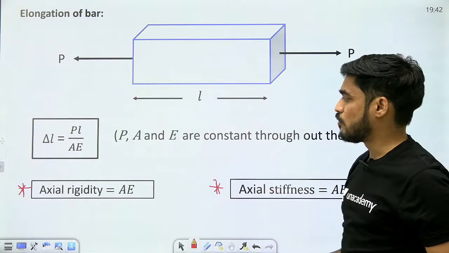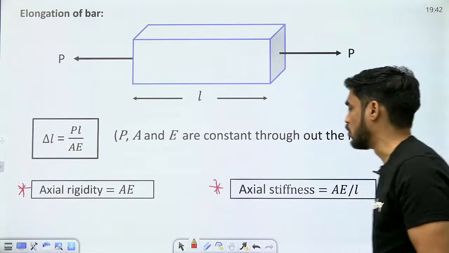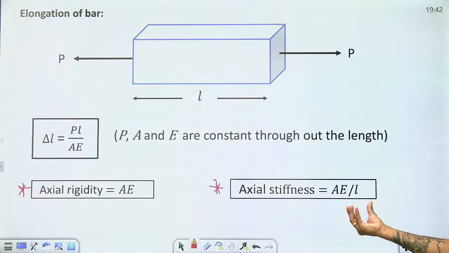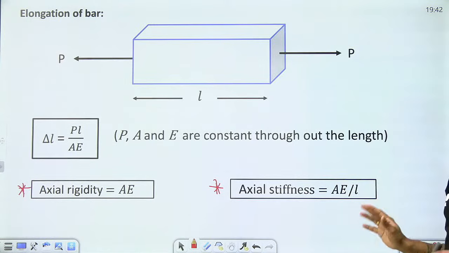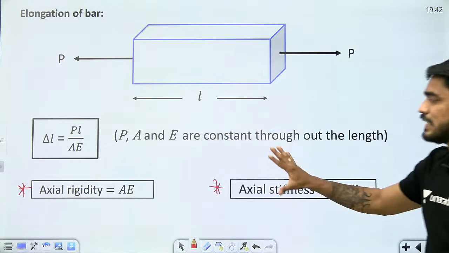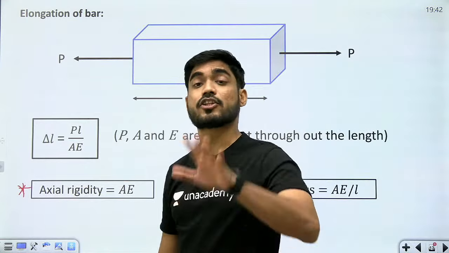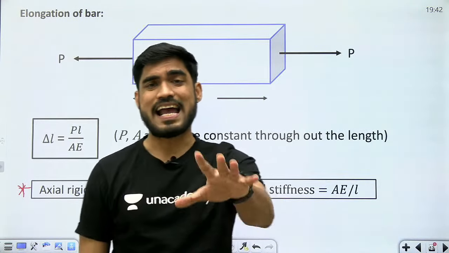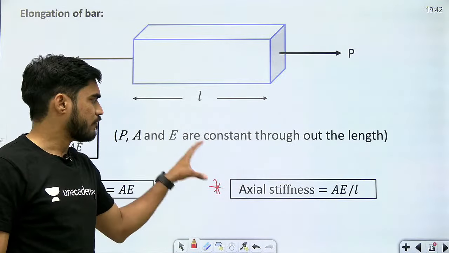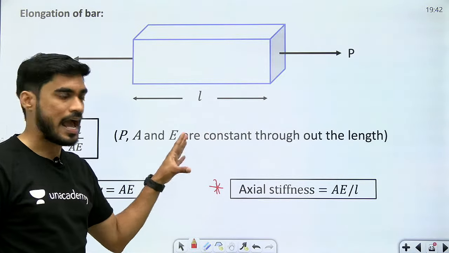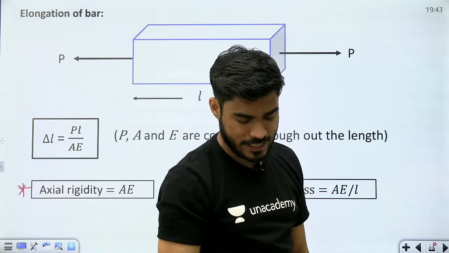So beta, what will be the equation? P upon delta L. P upon delta L will be equal to what? AE by L. Or you can say rigidity divided by L. So this is axial rigidity and this is axial stiffness. You note this down beta. There can be theory questions based on this, and we will also use this in numericals. We will have to understand these terms: axial stiffness and axial rigidity.